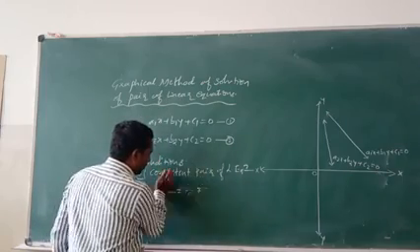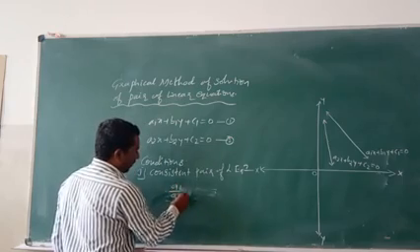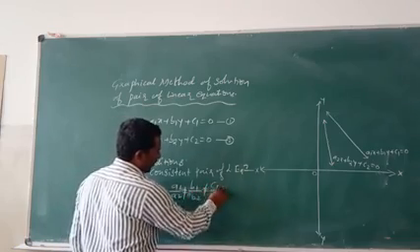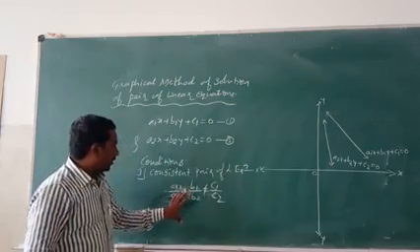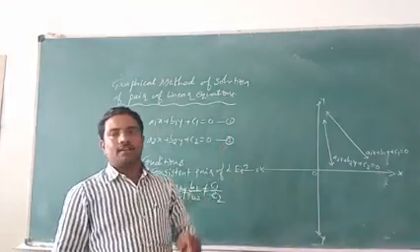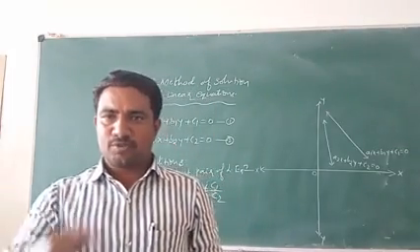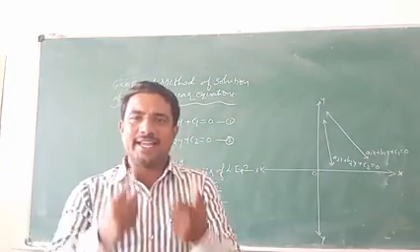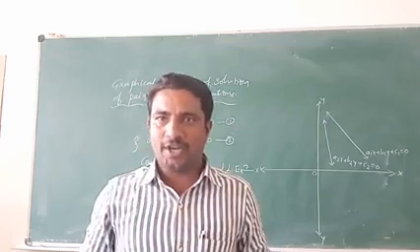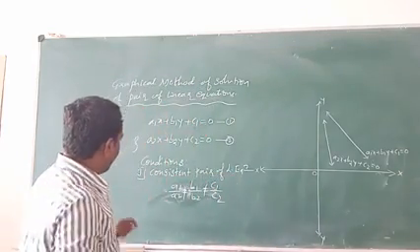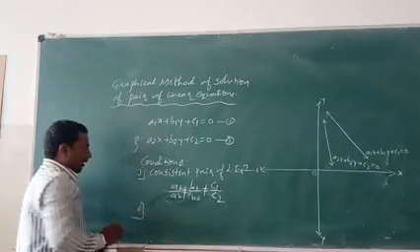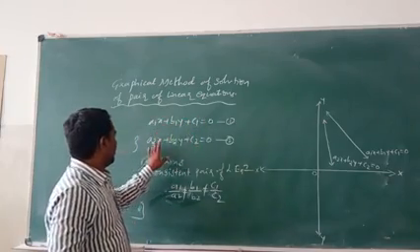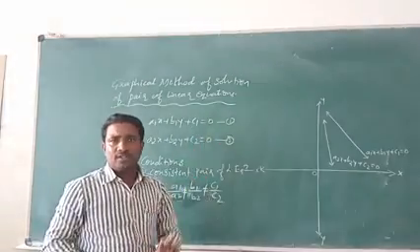No, you take a1 by a2 is not equals to b1 by b2 is not equals to c1 divided by c2. Yes, this is the condition of consistent pair of linear equations. Consistent in the sense that lines are intersecting at one point on the plane. And the next condition. I will take the same equations, that is a1x plus b1y plus c1 is equals to 0 and a2x plus b2y plus c2 is equals to 0.